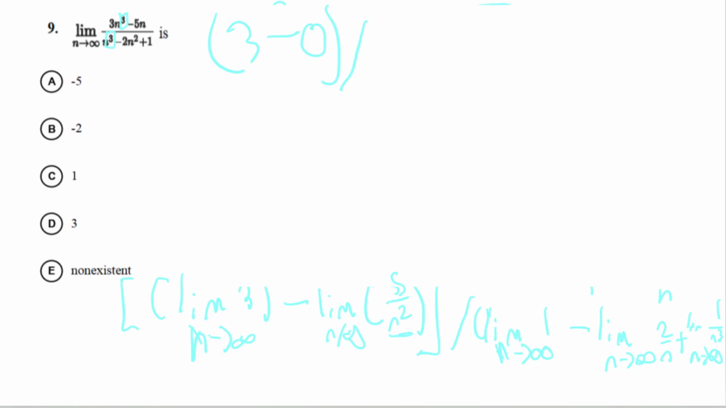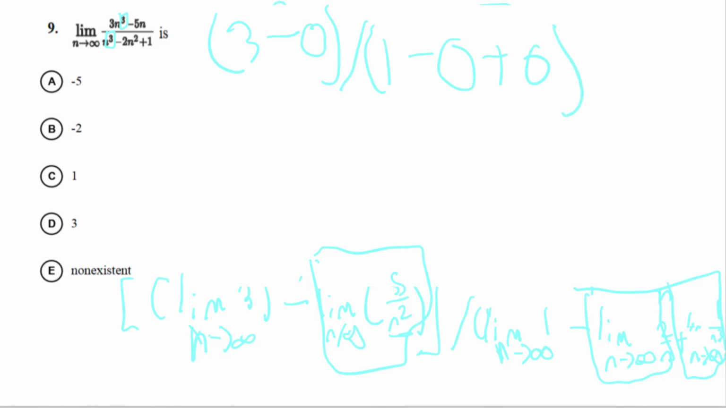So we have to look, what is the limit of 1? Because n isn't a variable in the 1, we can see that it's just equal to 1. And then we subtract the limit of 2 over n. This will get us the exact same answer as before, because the denominator is approaching infinity, which means it will be equal to 0. And then this final case with 1 over n cubed is similar to the others, and it will just be plus 0. We can then simplify further, and we get 3 divided by 1, which is equal to 3. Thus, our answer is D, 3.